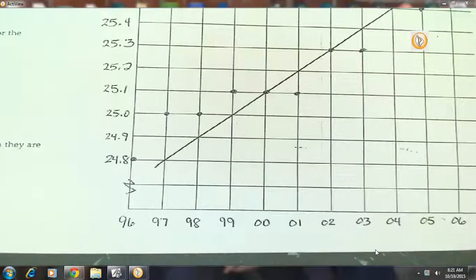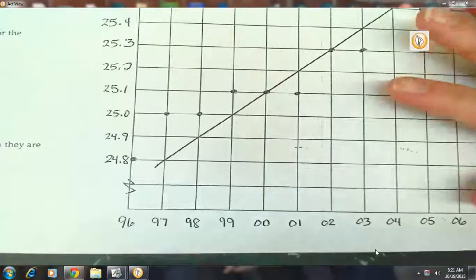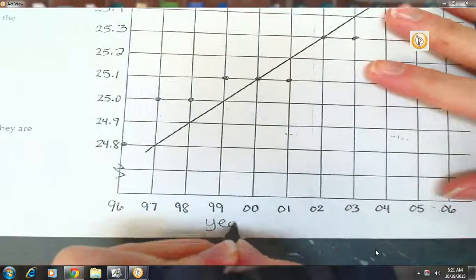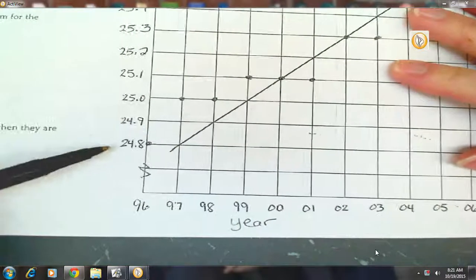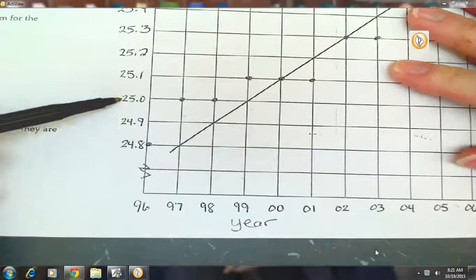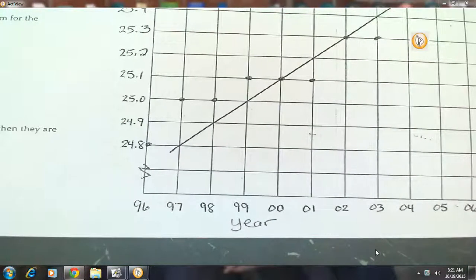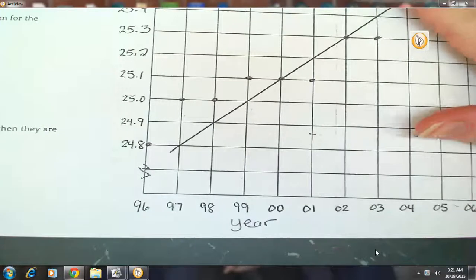Let's start by labeling that x-axis. The x-axis is talking about the year. The y-axis, 24.8, 24.9, 25.0, etc., is representing what? Age. The age. And all that information can come from your table.